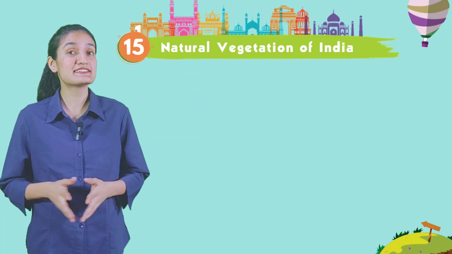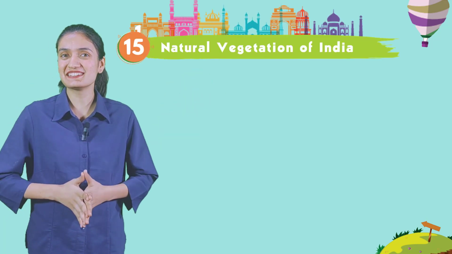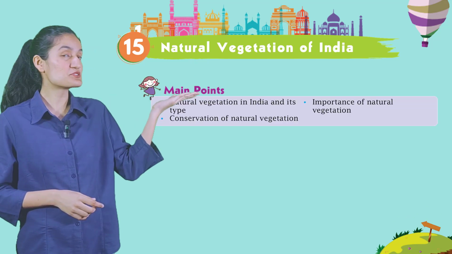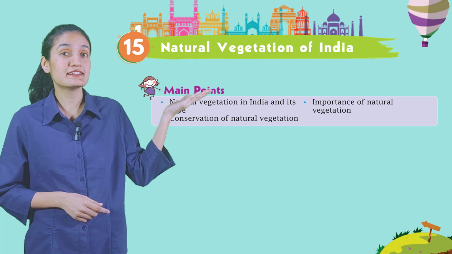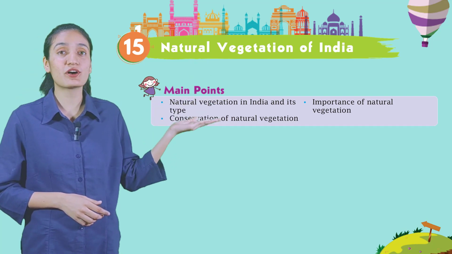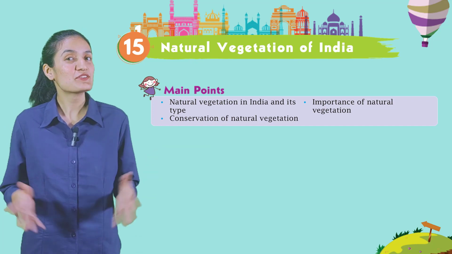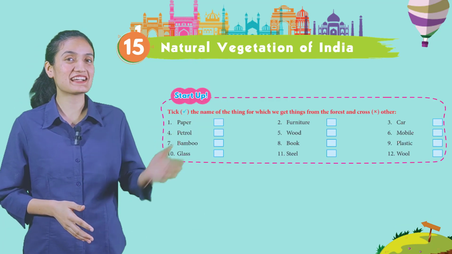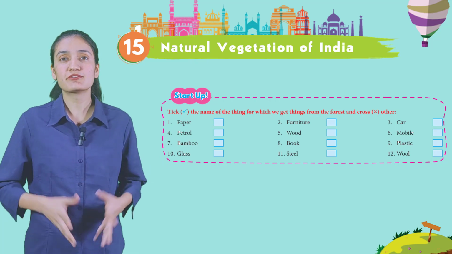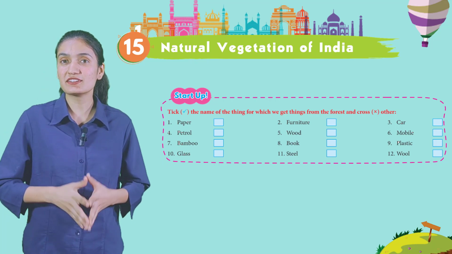Today we are going to start with chapter number 15, that is natural vegetation of India. And what are the main points? Here are those: natural vegetation in India and its types, importance of natural vegetation, conservation of natural vegetation. So what are you waiting for? Let's start. Take the name of the thing for which we get things from the forest and cross the other.